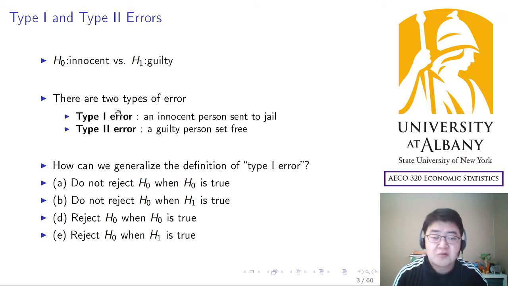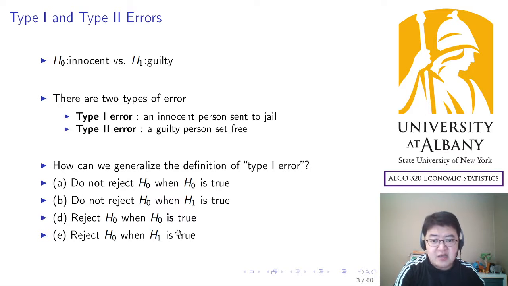Then in our terms, how can you generalize the definition of type 1 error using our terms like null hypothesis and alternative hypothesis? Think about this. 3, 2, 1. The answer is the truth is innocence. Actually, the defendant was innocent. So H0 was true, innocent was true, but you rejected it, so it's an error.